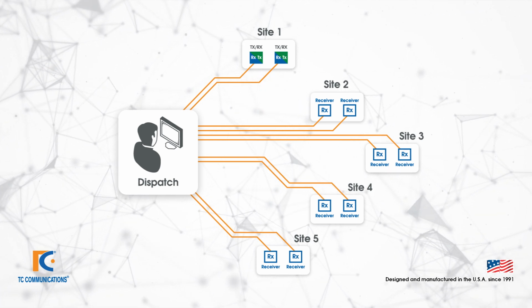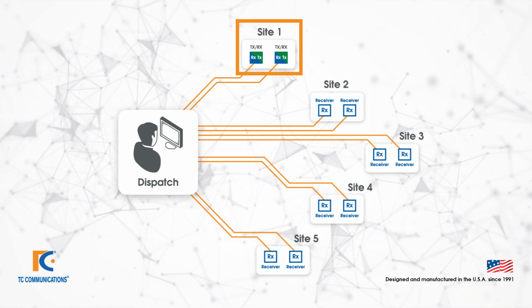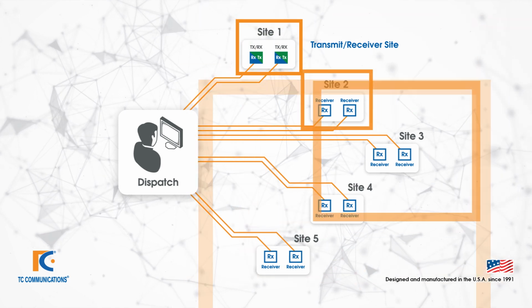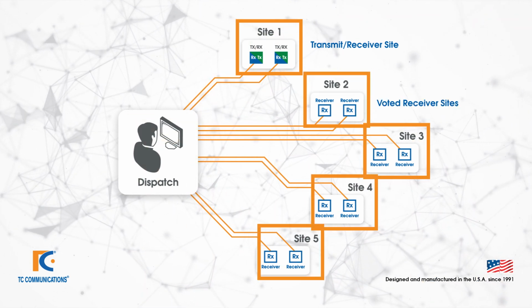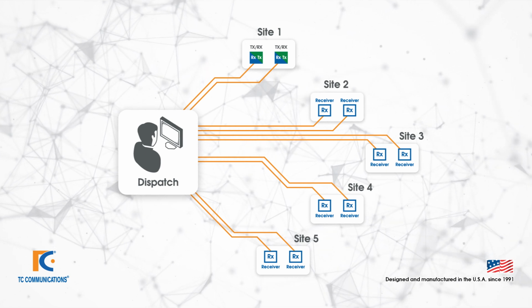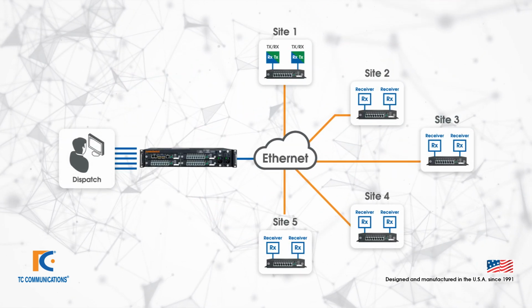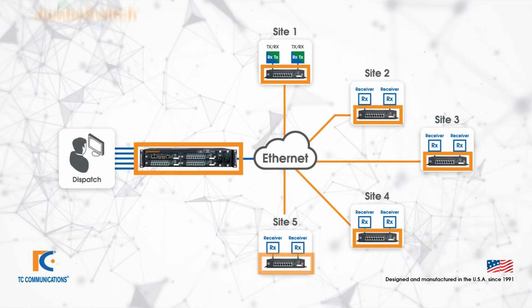Here's an example showing a dispatch center connected to 5 sites. Site 1 is the transmit-receive site, and the others are voted receiver sites. Sites 2, 3, 4, and 5 all have receivers, and all 5 sites are connected via leased lines. For our solution, we'll use our JumboSwitch equipment.